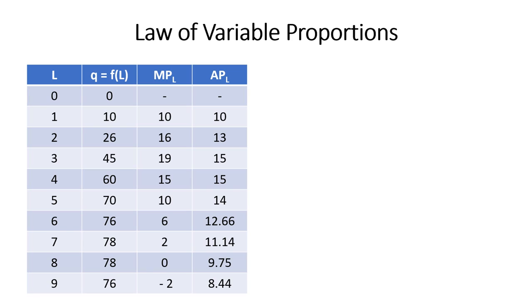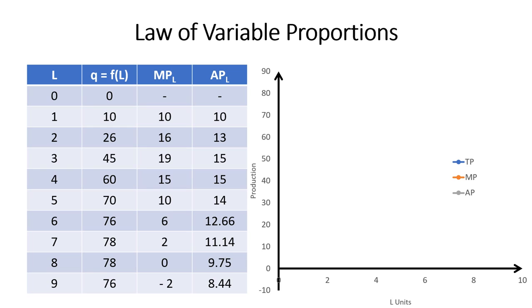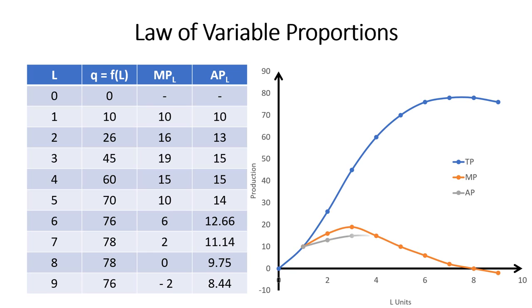This is represented with the help of a graph. We can see that the total product is first increasing at a higher pace, then the pace of increase is getting slower, and finally, after touching the maximum point, the curve starts to fall. Whereas the marginal product is first above the average product curve and then it is below the average product curve.